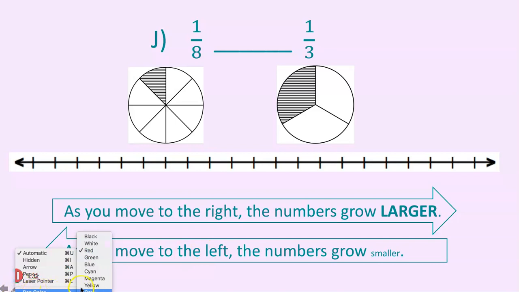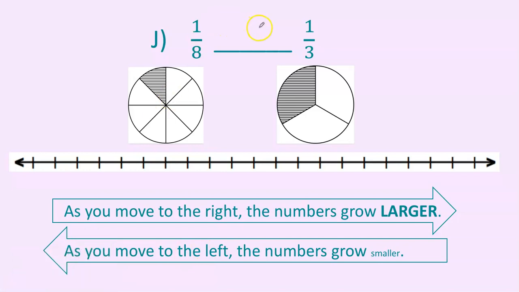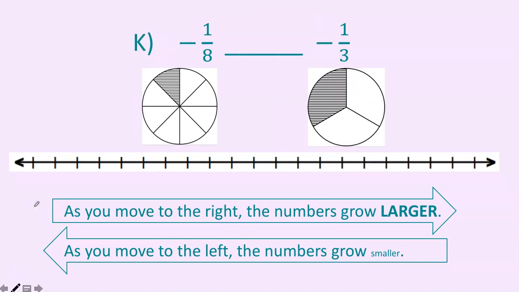And let me go ahead and draw the inequality symbol. So 1/8 is less than 1/3, and then if you read it backwards, you would say 1/3 is, and you reach the big open end first, so you'd say 1/3 is greater than 1/8. Let's look at the next example.